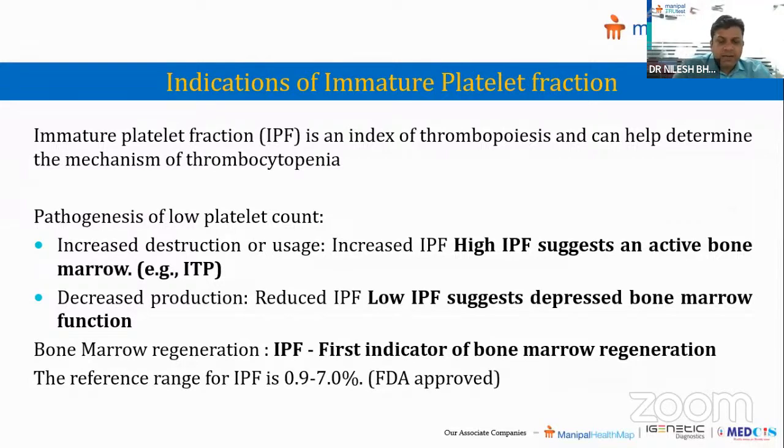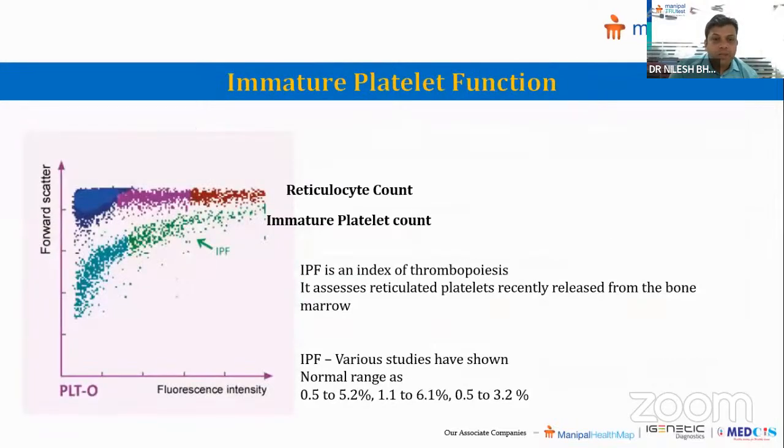The reference range is anywhere between 0.9 to 7, or sometimes 0.9 to 6.5, depending upon the analyzer we are using. So immature platelet count is like an index of thrombopoiesis. It assesses the reticulated platelets released from the bone marrow. Various studies have shown their normal ranges. As I said, it can be anywhere between 0.5 to 0.9, and the upper limit can be up to 6 to 7.